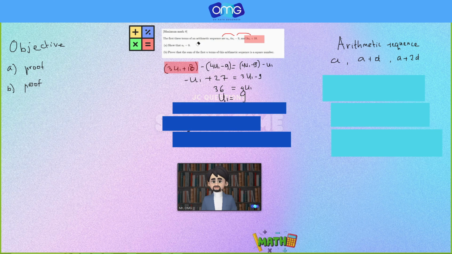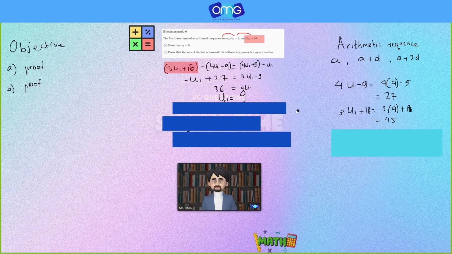After we know u1 equals 9, the first term is 9. What is the second term? What is the third term? When we put u1 equals 9, the second term is 27 and the third is 45. So we know that the first term is 9 and the difference is 18. And from here, we need to prove that the sum of the terms is a square number.